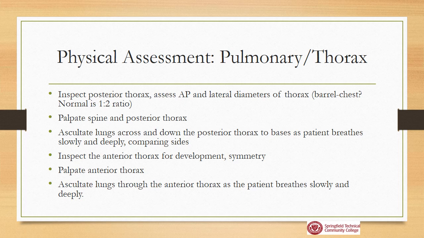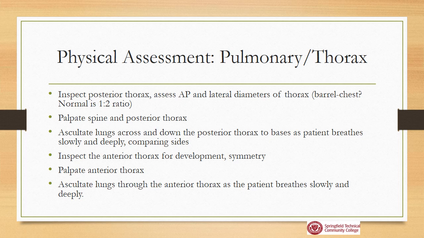Moving on to the pulmonary assessment, you're going to look at your patient and assess the anterior to posterior and lateral diameters, and see how the patient looks in general. Do they appear to have a barrel chest, which might be indicative of respiratory symptoms or respiratory disease?